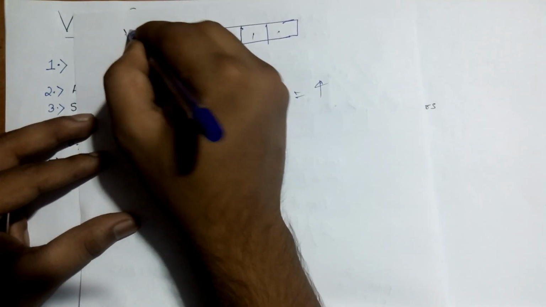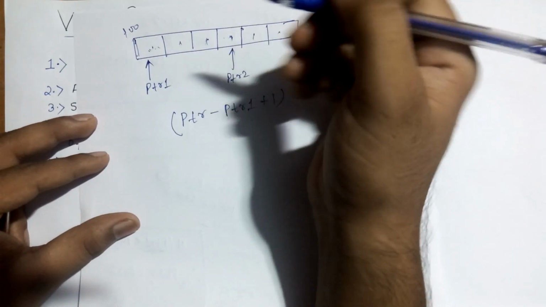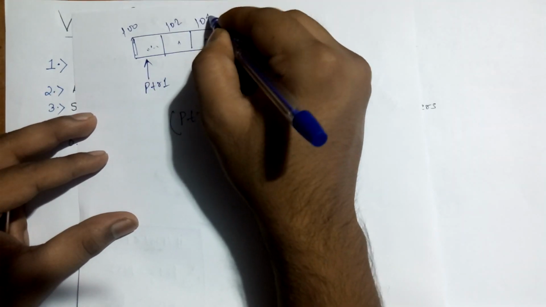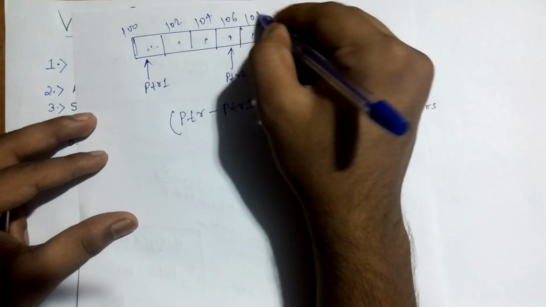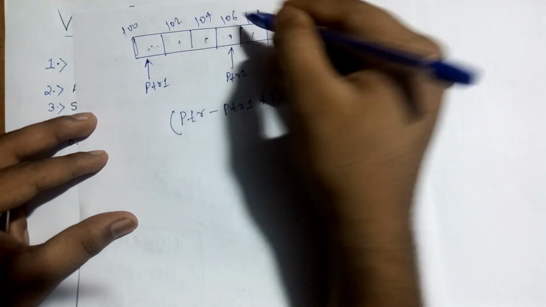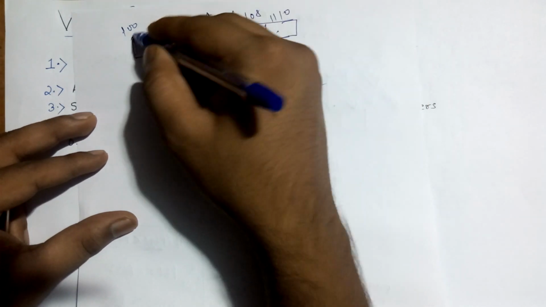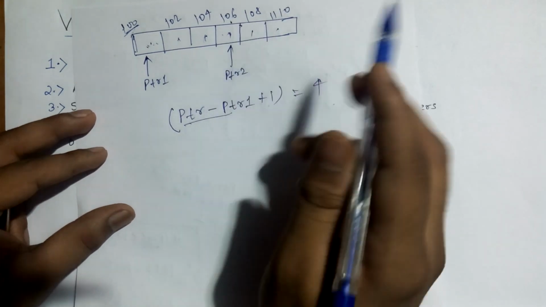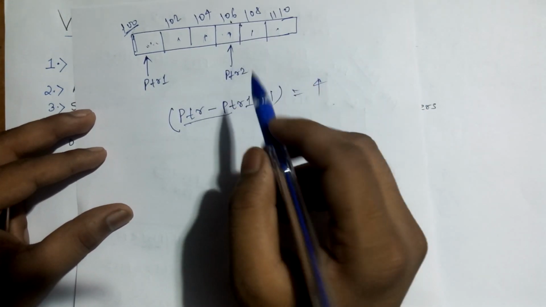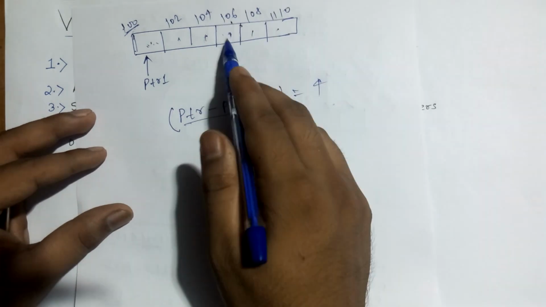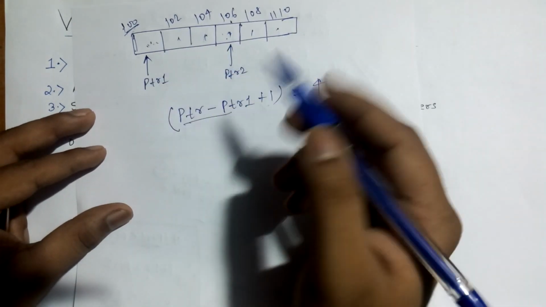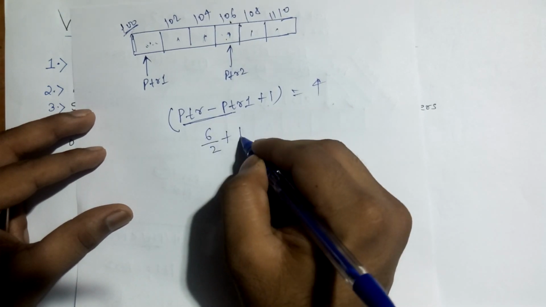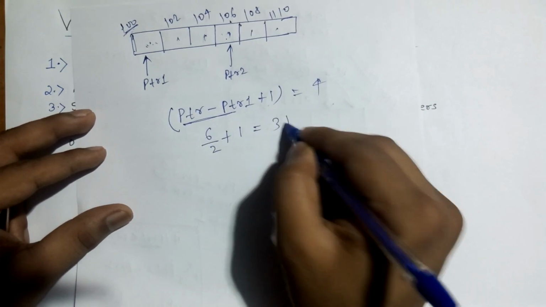How? Let's say this memory location is 100. Let's say the size of an integer in our system is 2, so this will be 102, this will be 104, this will be 106, this will be 108, this will be 110. So what is 106 minus 100? It should be 6, but you already know that all subtraction and addition in pointer arithmetic is scaled, so it will be divided by 2, the size of the integer variable. So it becomes 6 by 2 plus 1, so it is 3 plus 1, which is equal to 4.